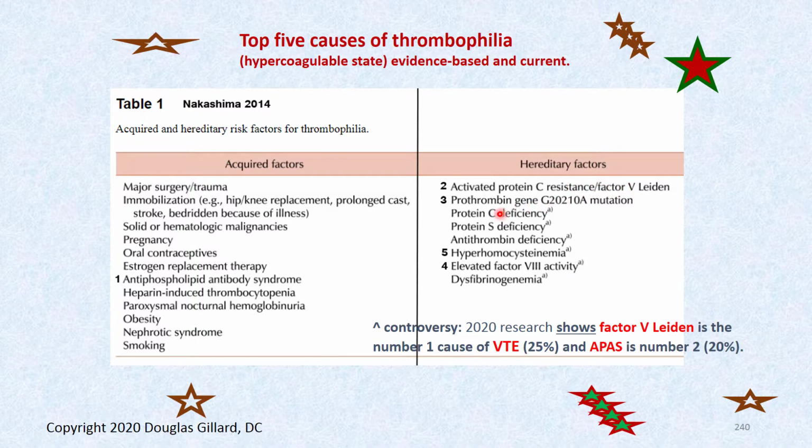Another one is the prothrombin gene mutation. There's a protein C deficiency and a protein S deficiency. Oh, those aren't even, let's not worry about those. Then there's hyperhomocystinemia. It's number 5. Number 4 is an elevated factor 8 activity. So those top 5, you should definitely be familiar, be able to pick one of those out.